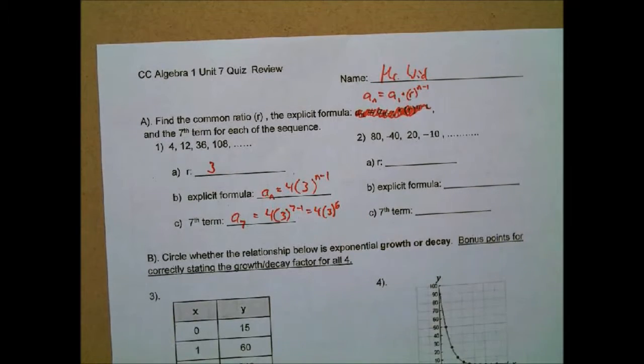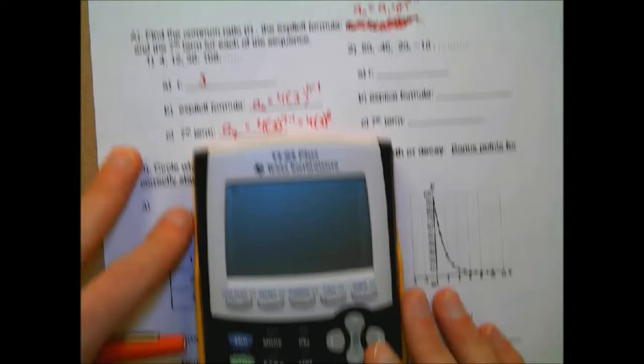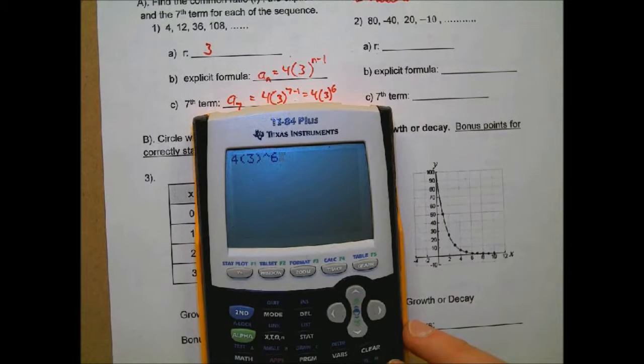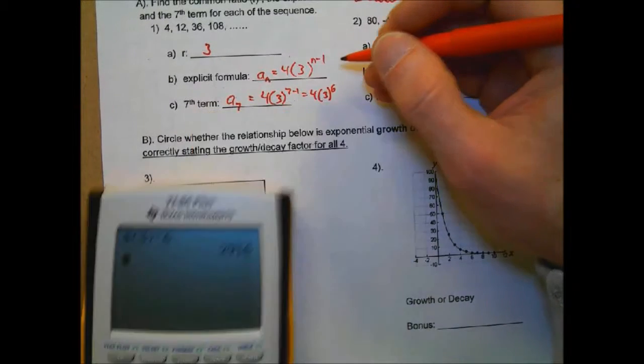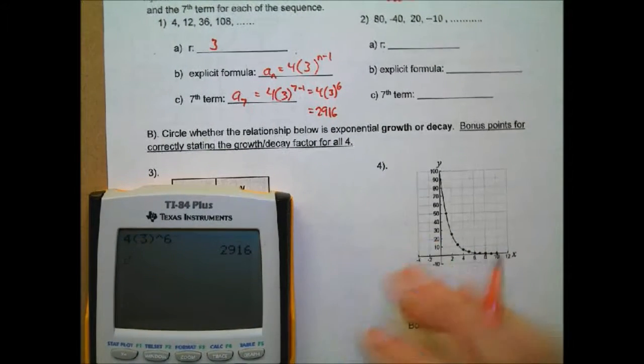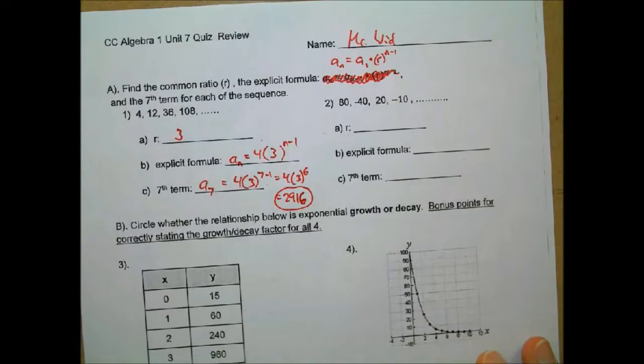Of course, if you want to, you can just type it in your calculator right away. You all get to use a calculator. So you just do 4 parentheses 3 to the 6th. Whoever's talking, if you could quiet it down, I appreciate it. All right. 2916 is your answer. Just like that. And that's our answer. All right, letter A.